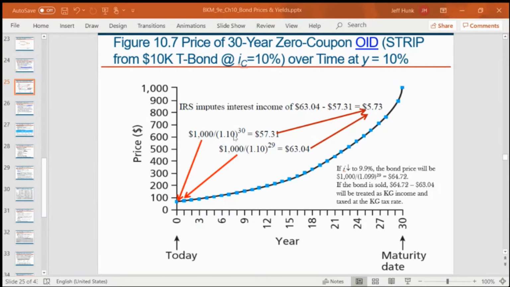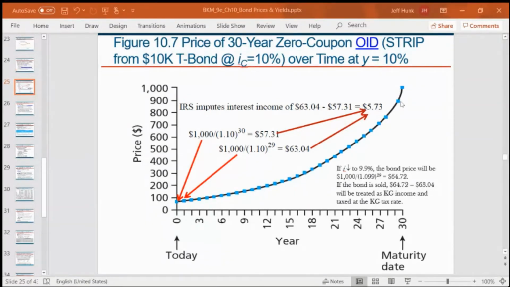The present value, discounted 30 years back, today's present value is 57.31. So that means if you have these 30 independent original issue zero coupon bonds, they can be traded already today. Look at this. That $1,000 zero coupon bond that you are going to receive 30 years later, its price today is 57.31.